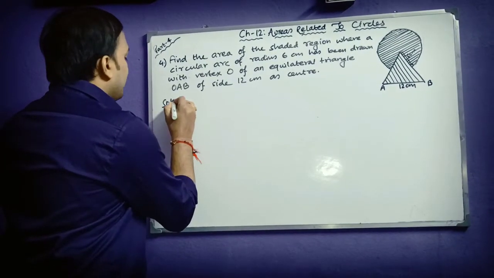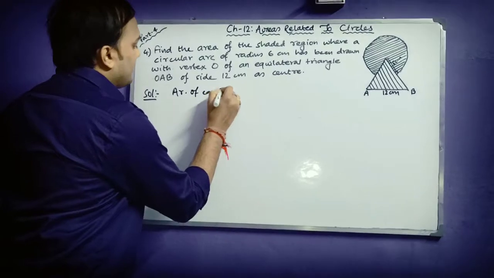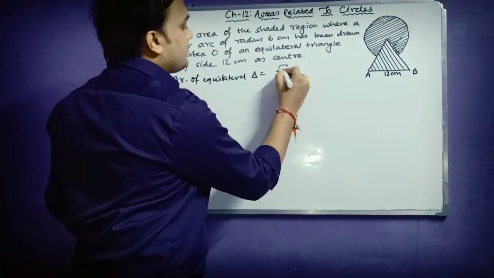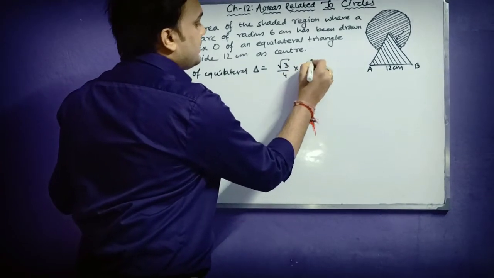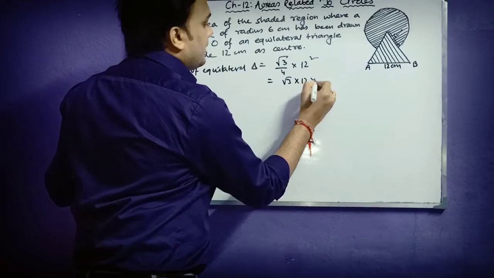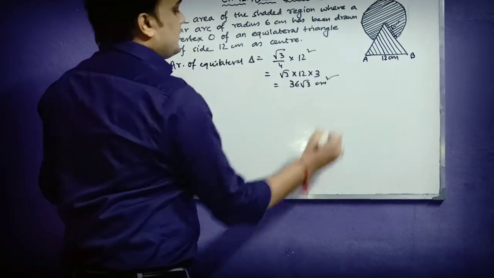So what will be the area of the equilateral triangle? Area of the equilateral triangle will be equal to root 3 by 4 into side square, that is 12 square. That means root 3 into 12 into 3, that is 36 root 3 centimeter square.